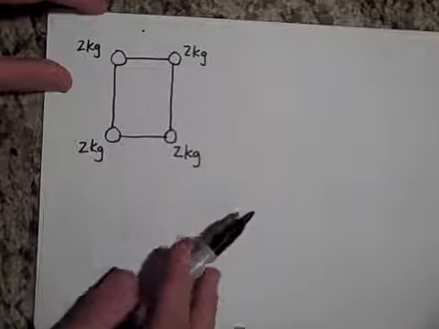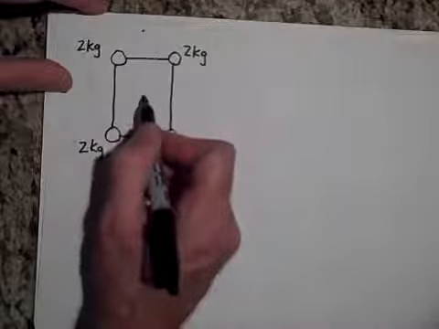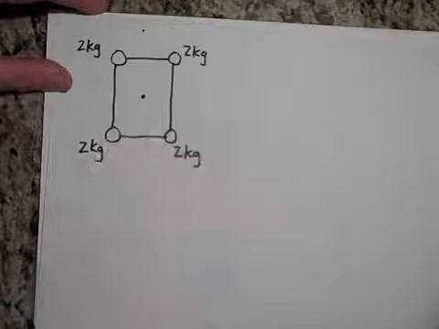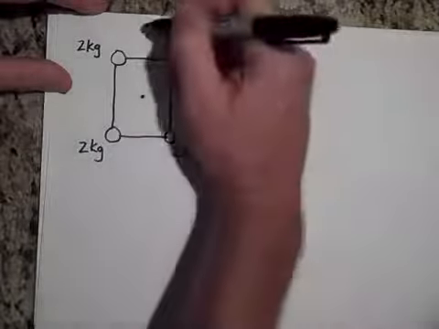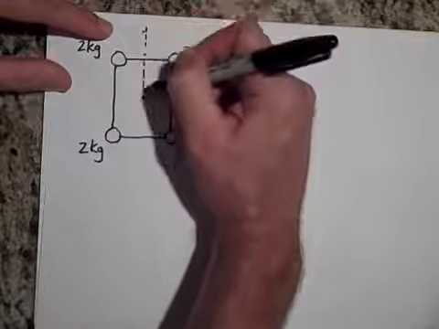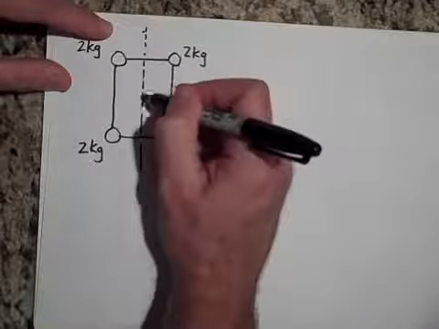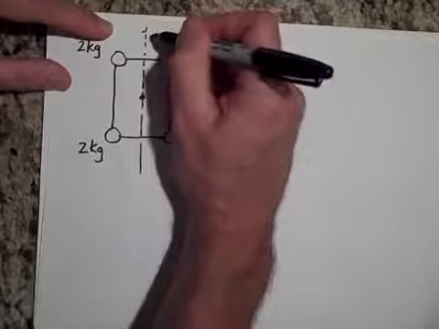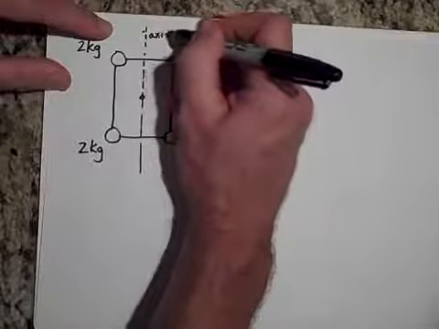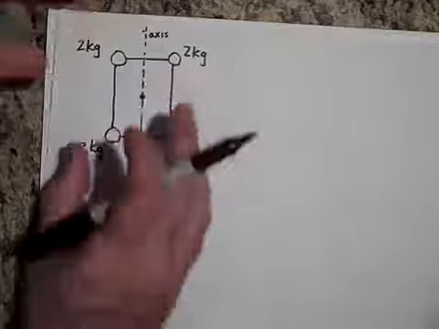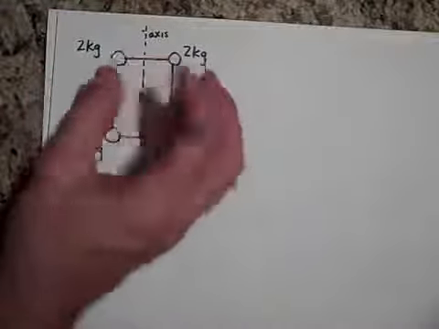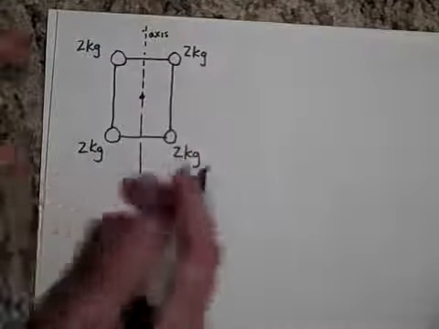Okay, well, the center of mass is right at the center. Since they're all 2 kilograms, it would be right at the center. And I'm going to find the I about this axis. Notice how that goes through the center of mass. So this will be my axis. So it's going to rotate like this, about that center of mass.